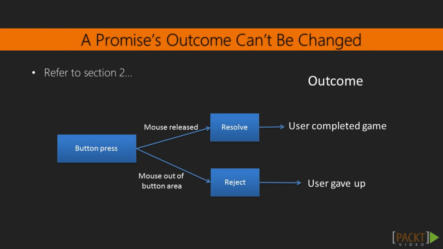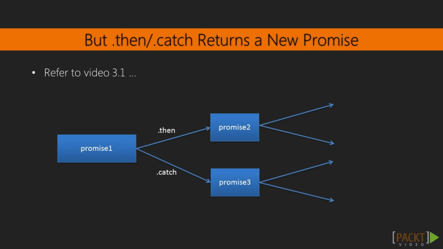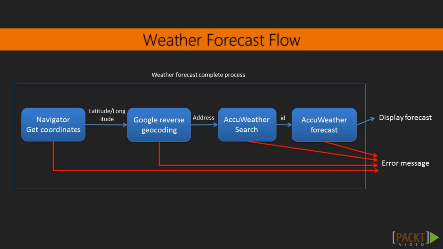So as mentioned, there will be cases where you want or need to transform a success into a failure. Of course, each promise can only have one of two outcomes, and that can't be changed. We have seen that in section 2. But we also know that .then returns a new promise, and so it is that new promise that will allow us to change a success into a failure. Now, why would we ever want to do that? Well, you have to think of the asynchronous flow you are working with as one big promise with only two possible outcomes. And as an example, let's look at the weather forecast widget.